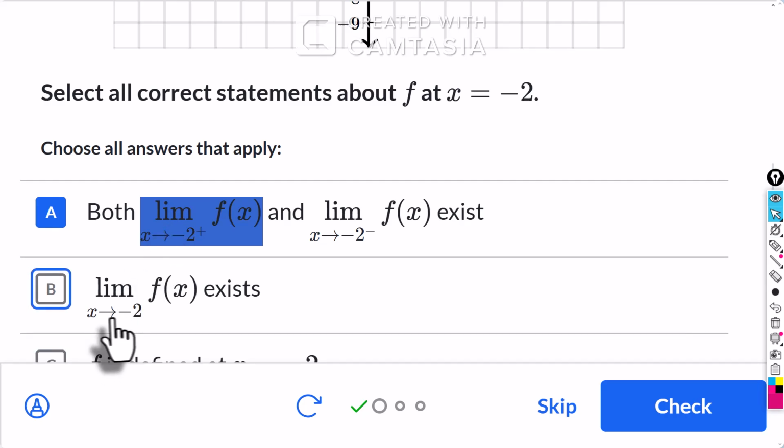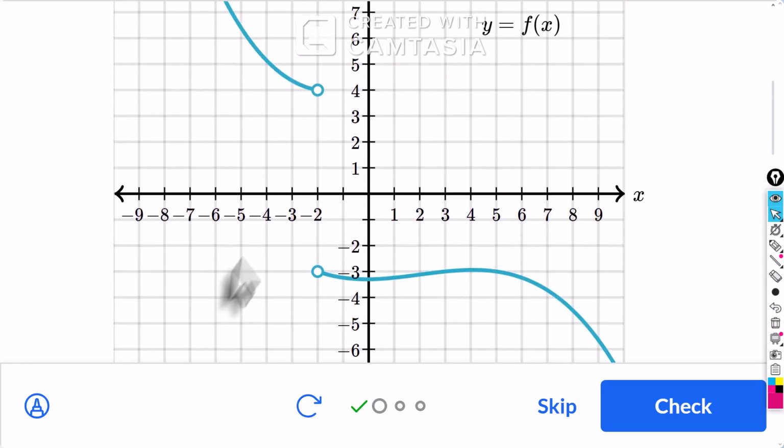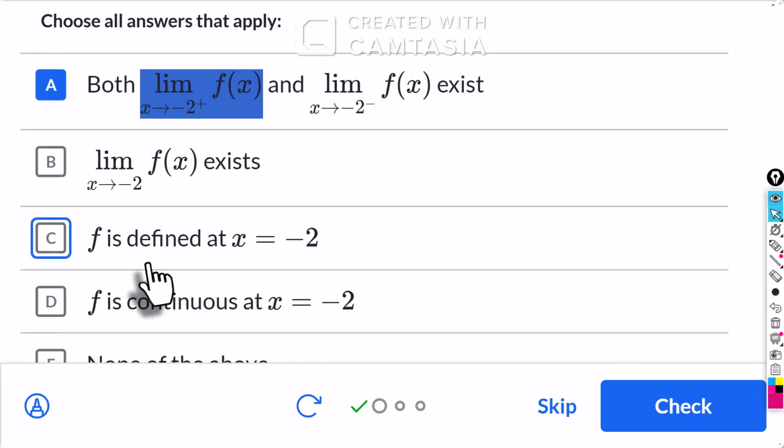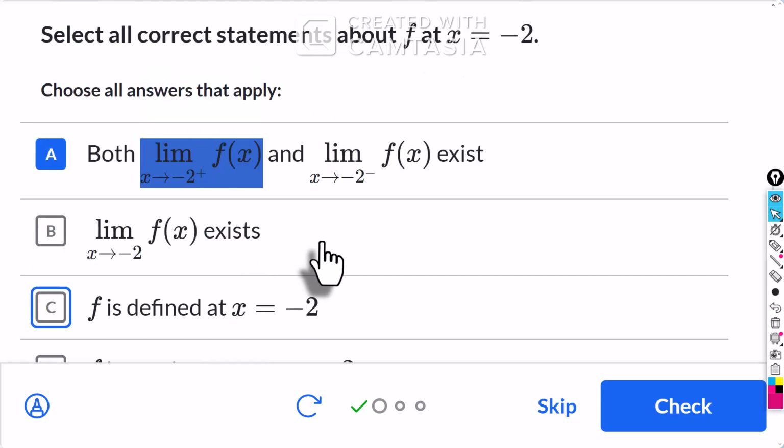Does the two-sided limit exist at negative 2? Well, are they equal? No, they are not. The one-sided limit is at 4. The other one-sided limit is at negative 3. So the two-sided limit does not exist. So no answer B. Is it defined at x equals negative 2?